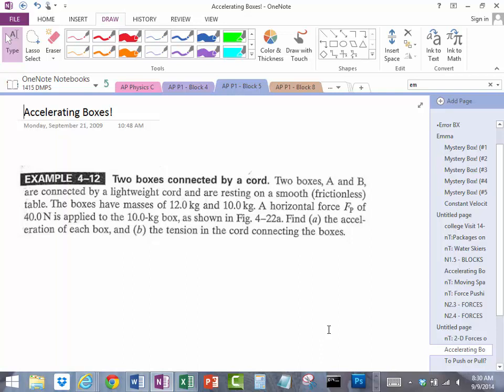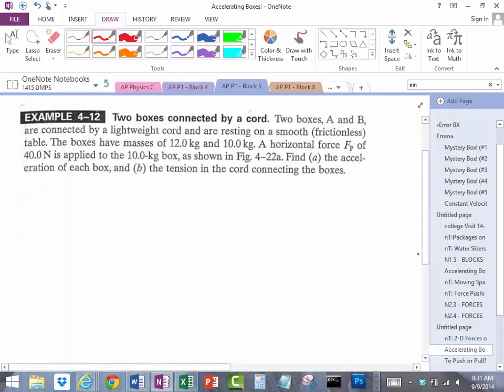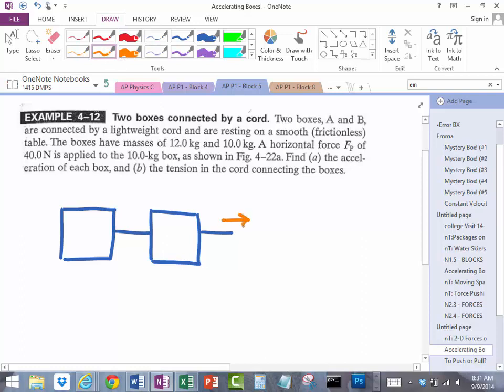Okay, now I know. So to get our brains back in here, I just want to remind you and draw the picture of two boxes that are connected by a cord and then being pulled in this direction.